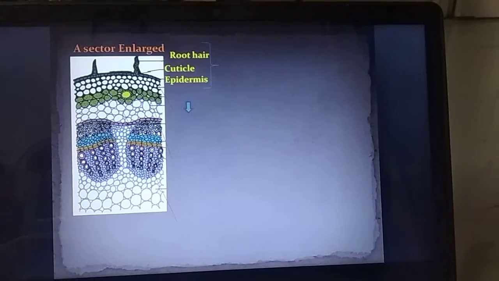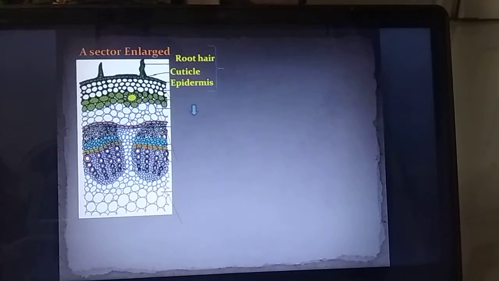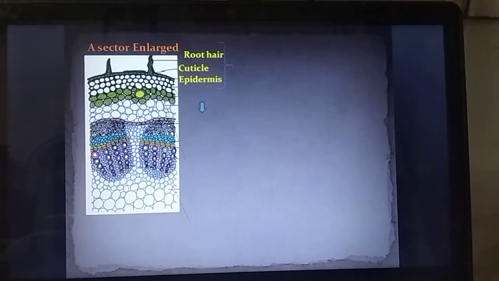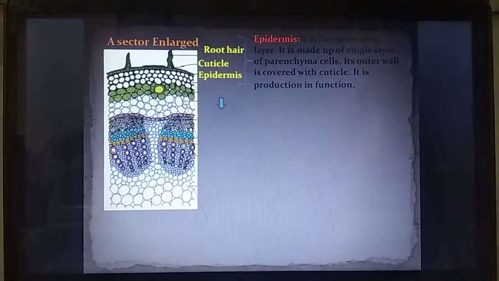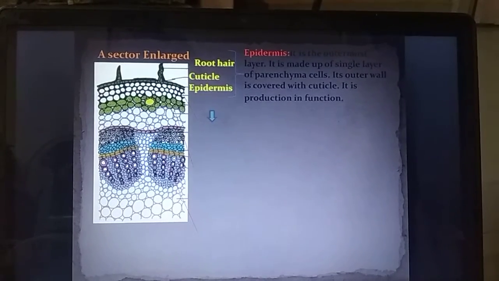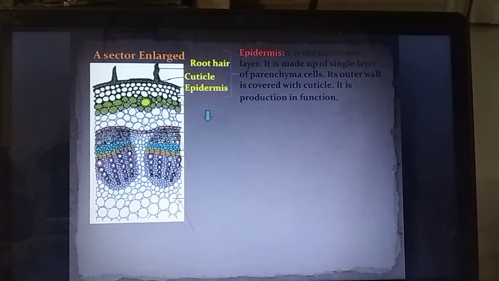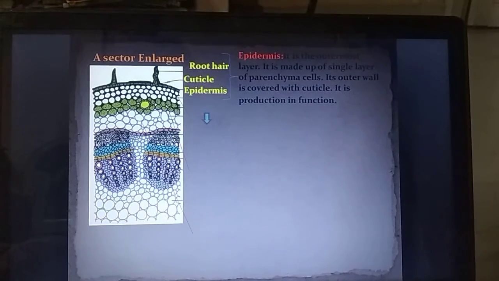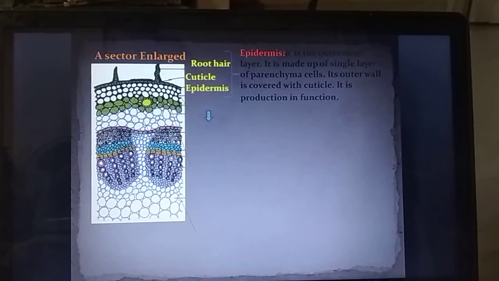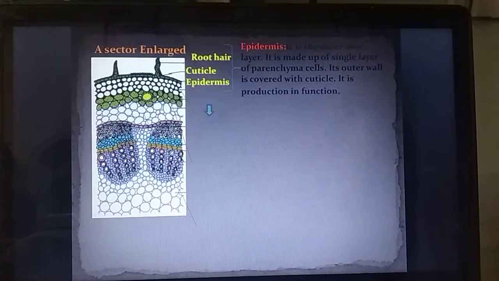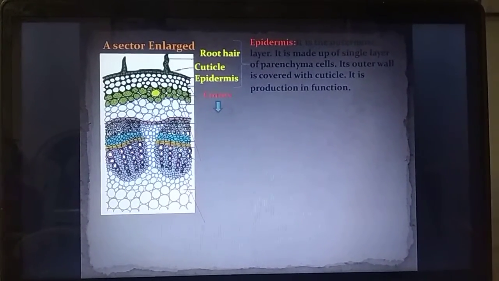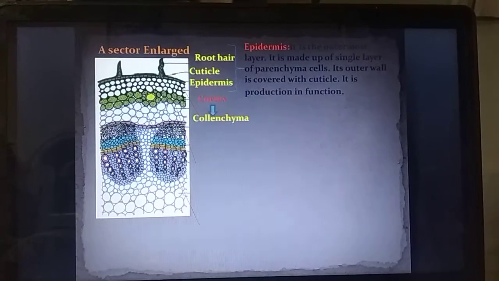Next, epidermis. Hair, cuticle and epidermis together form the outermost layer, called epidermis. It is made up of a single layer of parenchyma cells. Its outer wall is covered with cuticle. The epidermis function is protection.